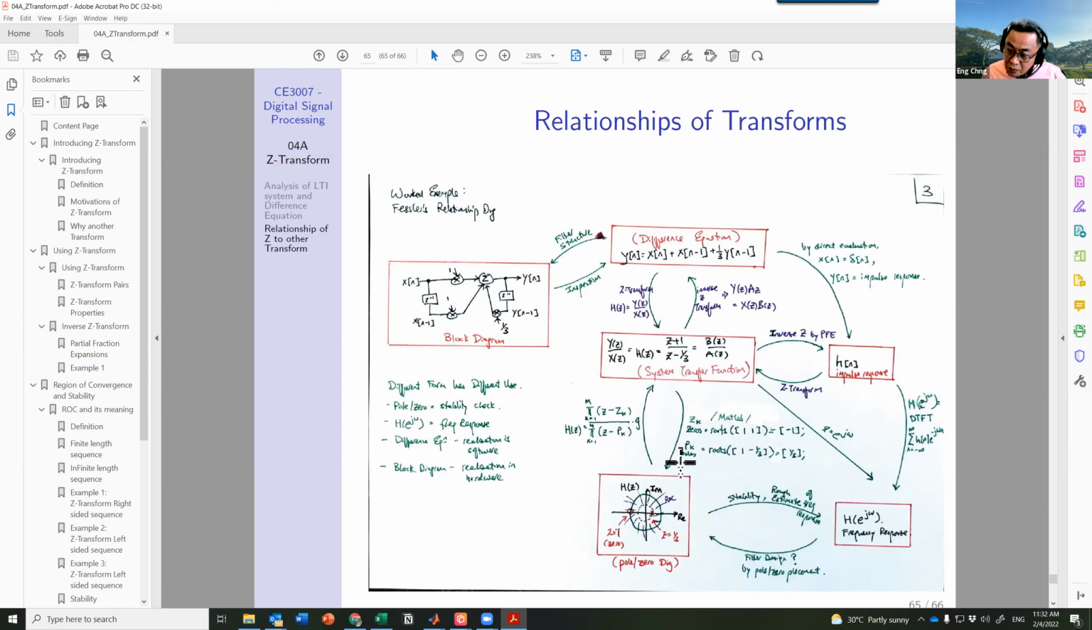I'm going to show you the question now, and then I'll show you how to answer the questions using this figure as a guide. All right, so I'll write the questions now.